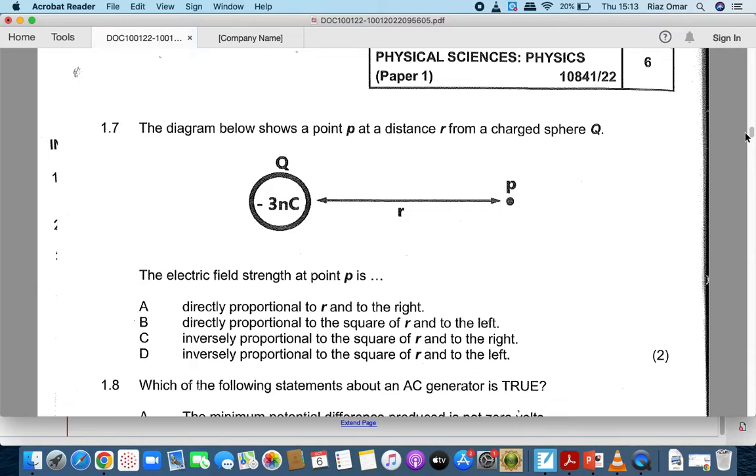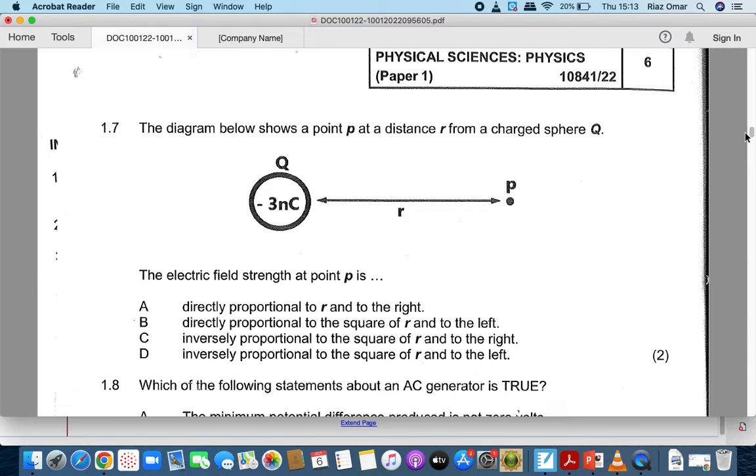So look at A and B, directly proportional to r. It's not directly proportional, it will be inversely proportional to r squared. So directly proportional to r, or directly proportional to the square of r, doesn't fit. So A and B are automatically wrong because it's not directly proportional to r. E is equal to kQ divided by r squared, so it's inversely proportional to r squared, right?